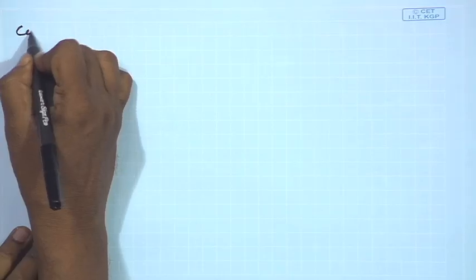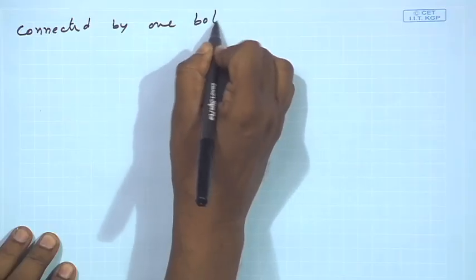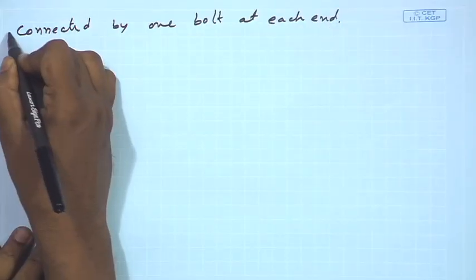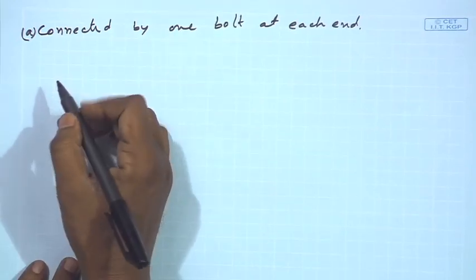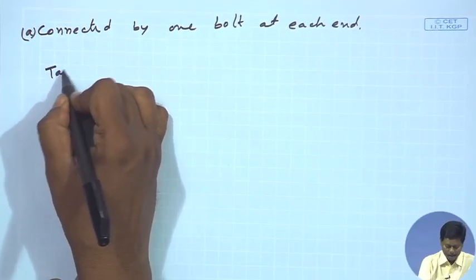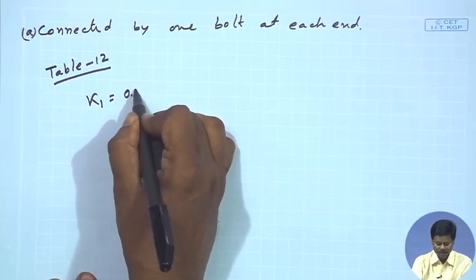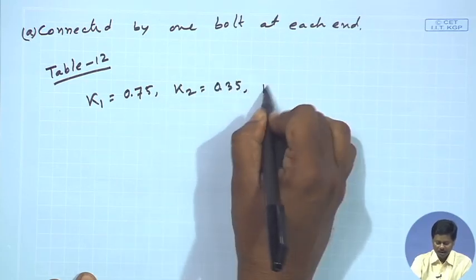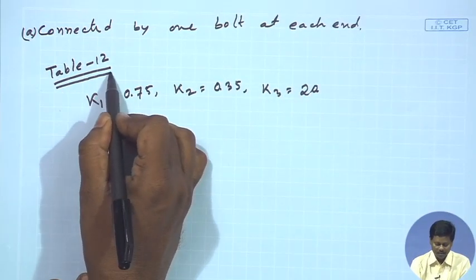Now, for the first case, which is connected by 1 bolt at each end, I can see from table 12 that I can find the value of K1 as 0.75, K2 as 0.35 and K3 as 20. So, this I can find from table 12.